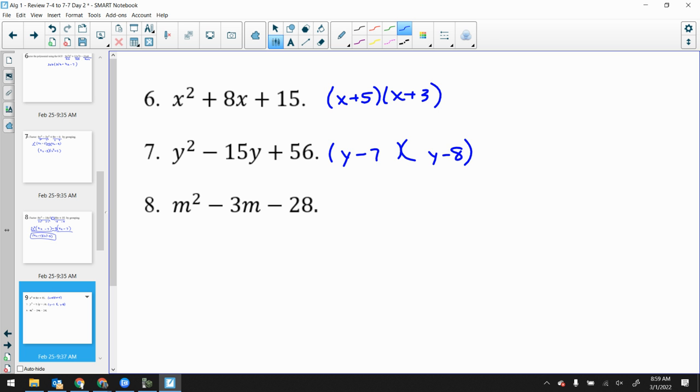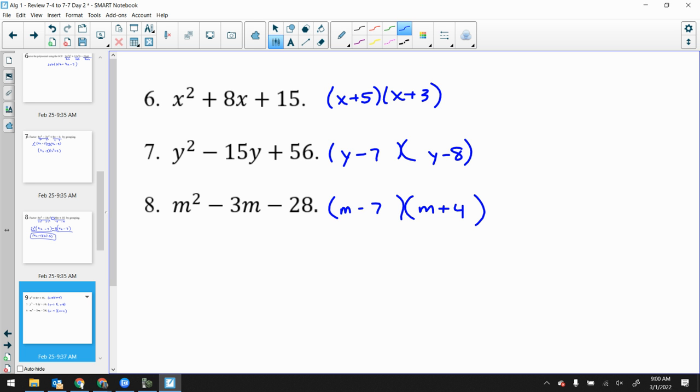And number 8, we've got Hayden. What'd you get for 8? X plus 7, x minus 4. Yeah, m minus 7, m plus 4. Good. Yeah, that's fine. Honestly, I was going to say this anyway. If I had different variables on the quiz and you change them to x, that's totally fine. I will not take off points for that. Factors of negative 28 that had to get to negative 3 are negative 7, positive 4.